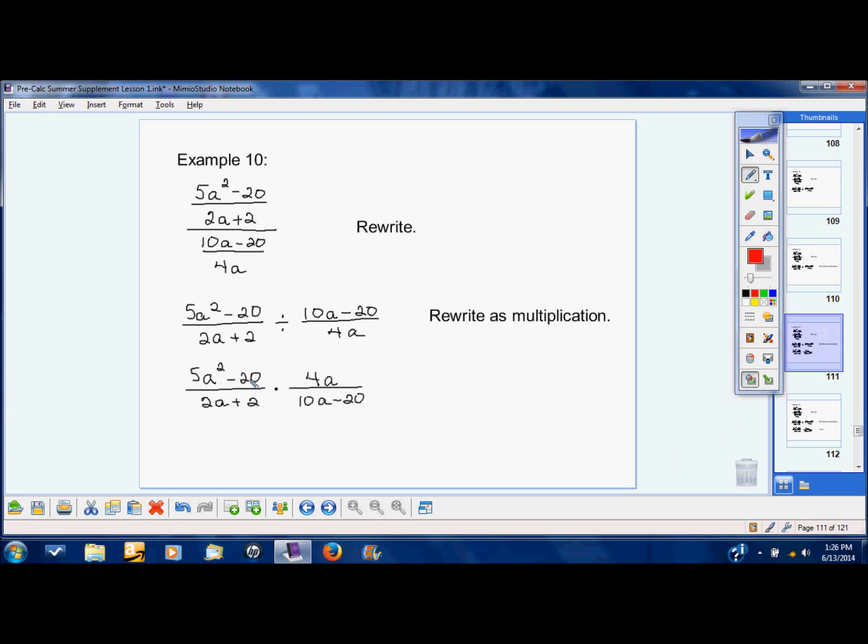5a squared minus 20 over 2a plus 2, that's that part, times, flip it over, so 4a comes to the top, 10a minus 20 on the bottom. Now after that, we need to begin to factor.